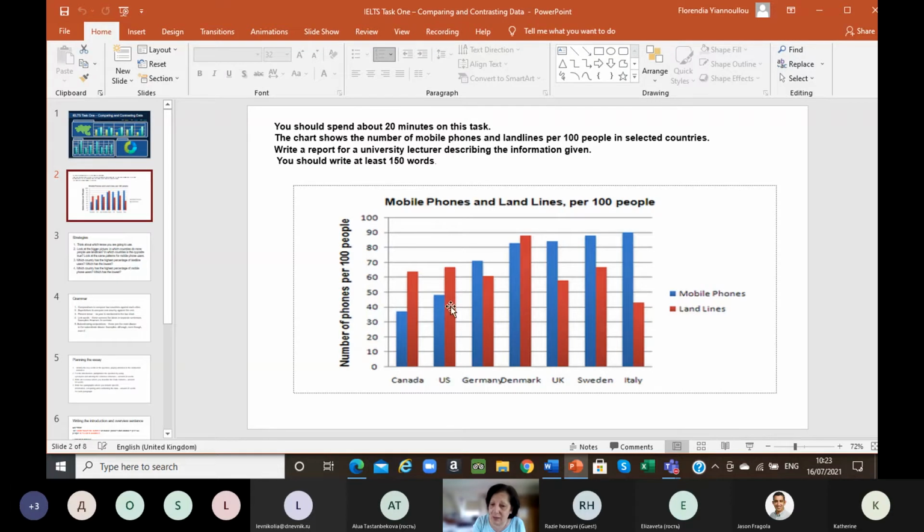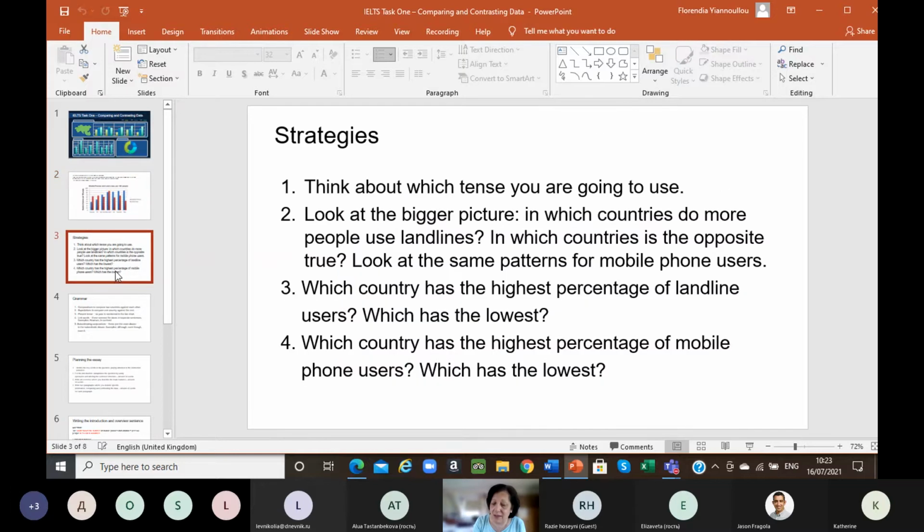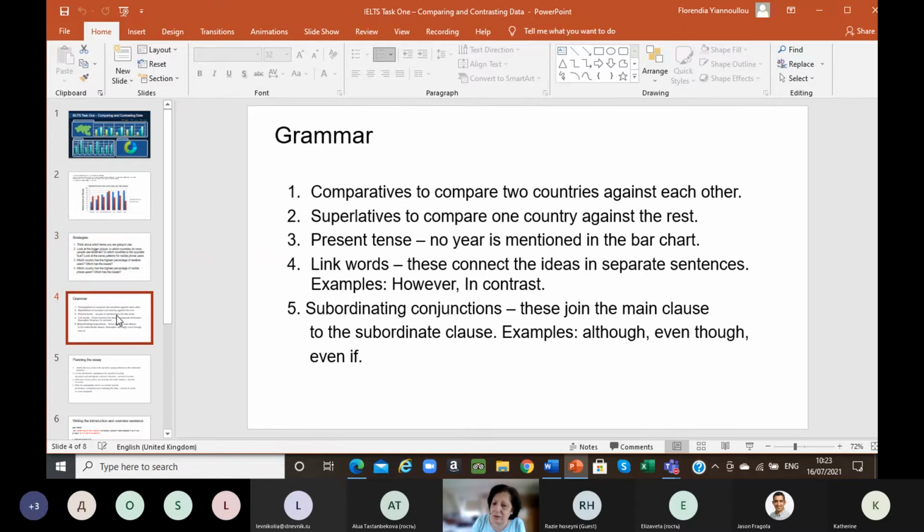Again, as I said, do not list. You do not need to describe everything in detail, but you need to do it in a way that gives an overview. So that's the strategy again: highest, lowest for each category. Then you look at the grammar. You look at the type of grammar you need. Comparatives and superlatives you will definitely need in this essay because you are comparing and contrasting data. So remember that. Present tense we need in this essay. Link words.